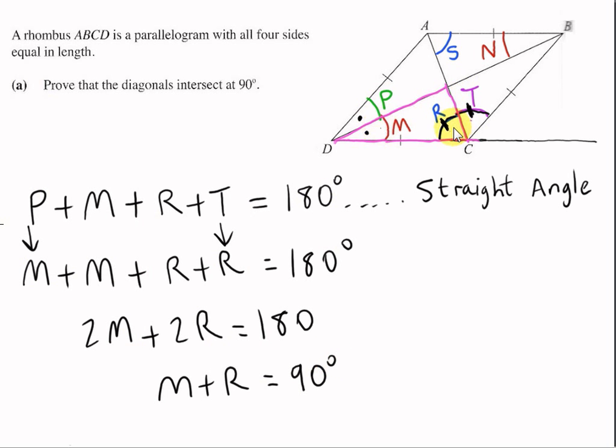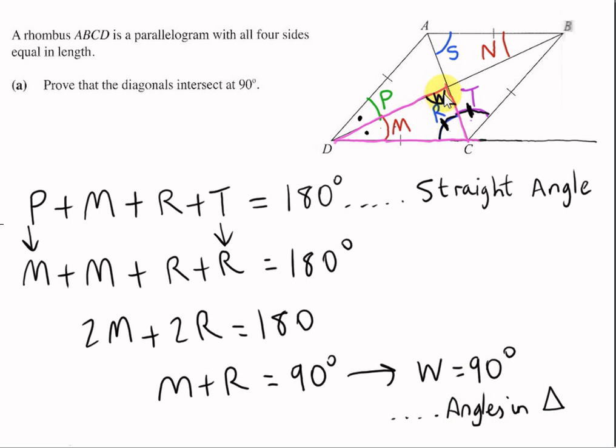And if M plus R equals 90 in this triangle, it means that this angle here, I'll give it a name, I'll call it W. And the reason is angles in a triangle. Well, I mean, the three angles sum to 180 degrees. So if two of the angles sum to 90 degrees, then the third angle must be 90 degrees, because 90 plus 90 is 180.